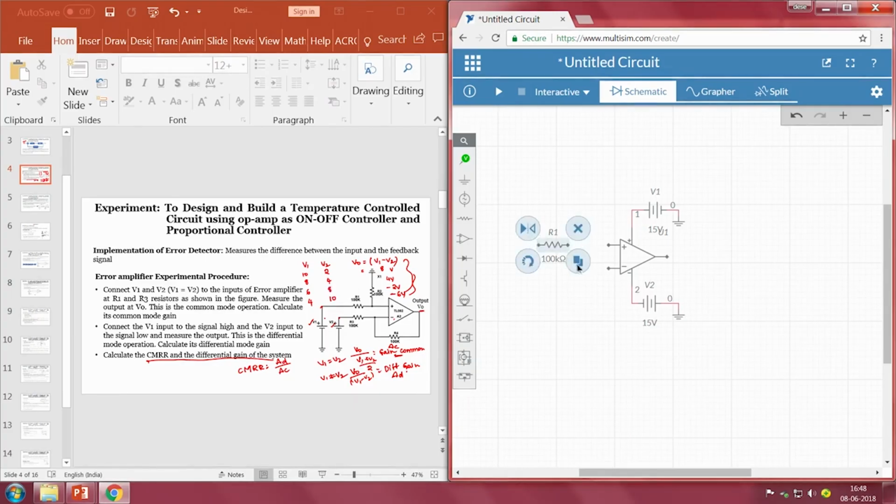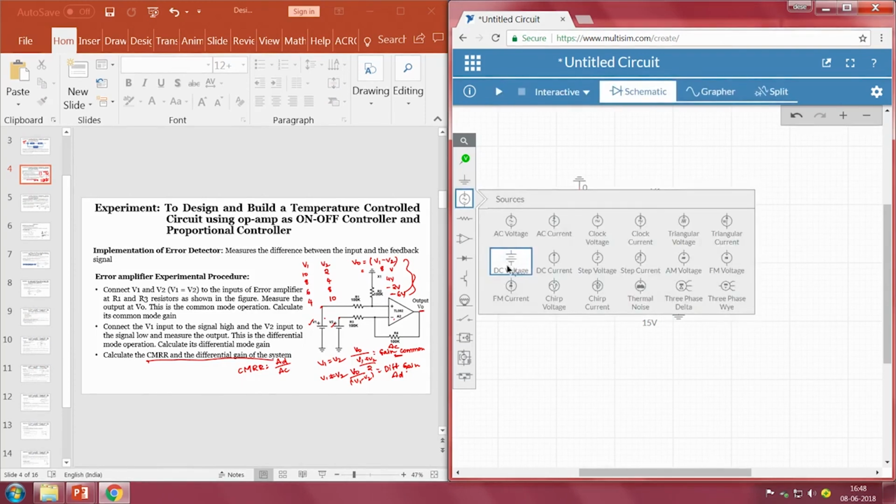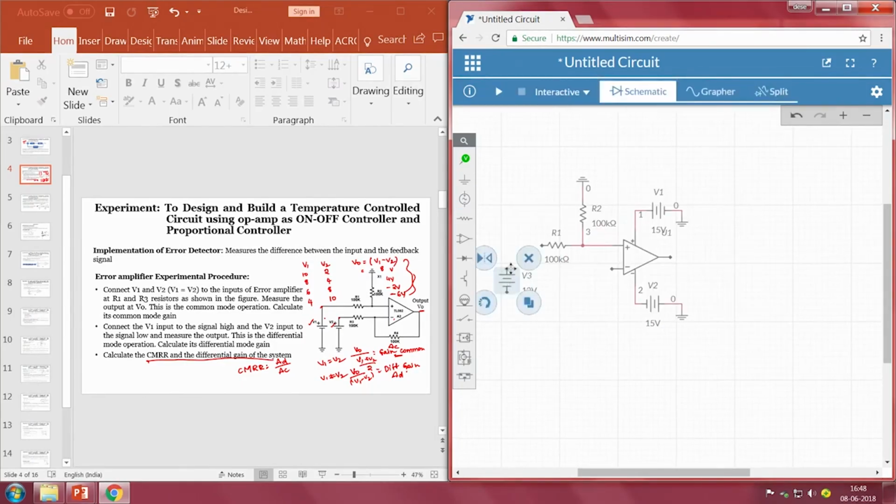So I need to take one more resistor, and this is my R2. So this R2 part is done. This part I have to connect to the ground, so the ground terminal I have taken, I am connecting it here. This part should be connected to here, and this part is also connected to the positive terminal. So this is nothing but V1. I will take one more DC voltage source and connect it at this point.